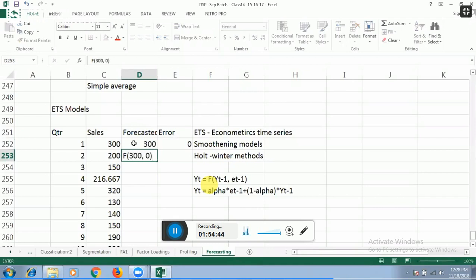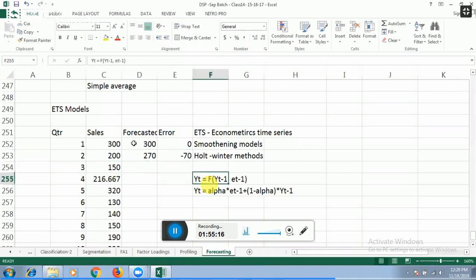And suppose you forecasted this value as 270. And what is your error? Minus 70 is the error. And my next value is depending on my previous value, that is 200, and my error is minus 70. So the next value will be calculated based on this 200 and minus 70. Is that clear?